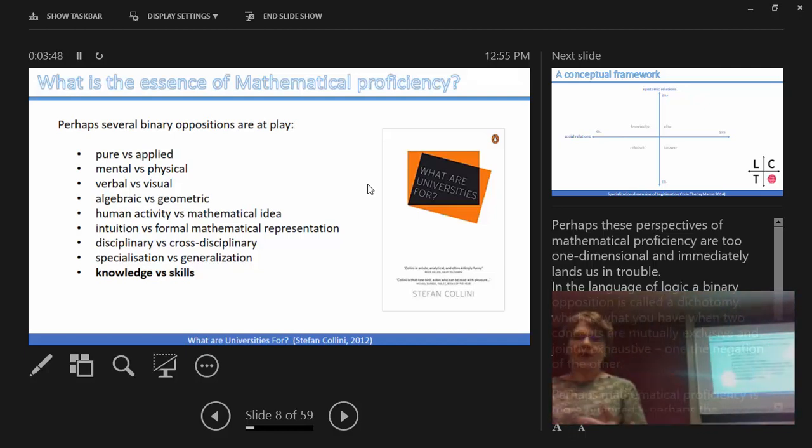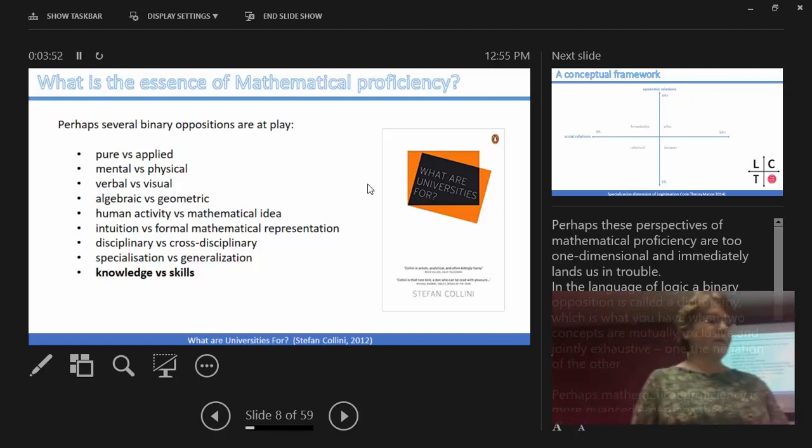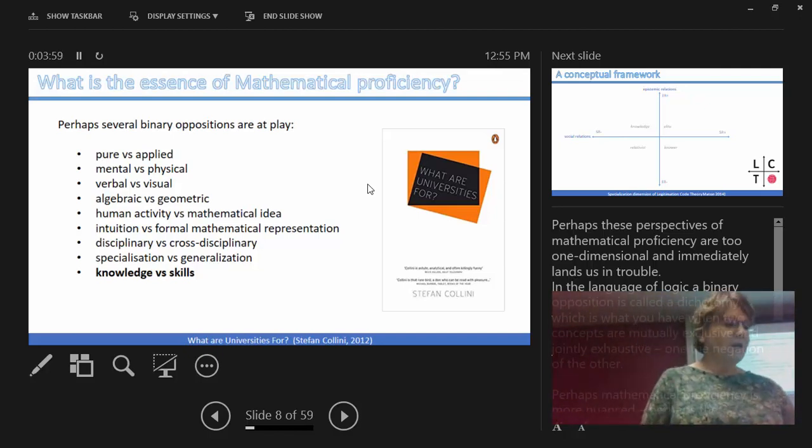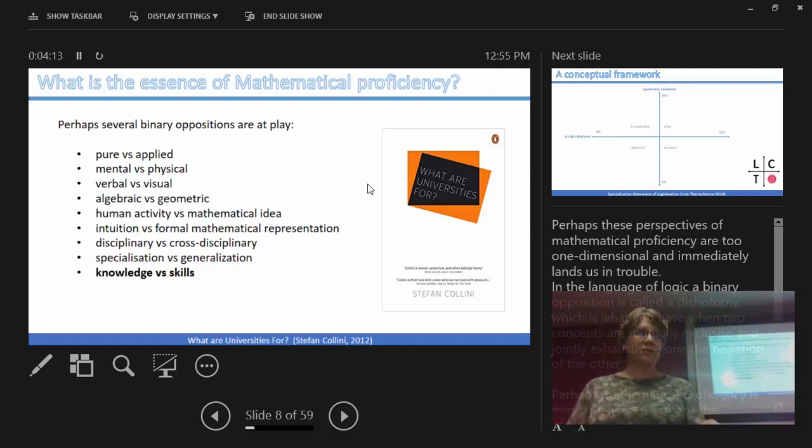But perhaps thinking of it in this way is a little bit too one-dimensional and immediately gets us into trouble, especially when you're thinking like a mathematician, because in the language of logic, binary oppositions form what is called a dichotomy, which essentially arises when you have two concepts that are mutually exclusive and jointly exhaustive. In other words, the one is the negation of the other, but none of these are negations of each other.